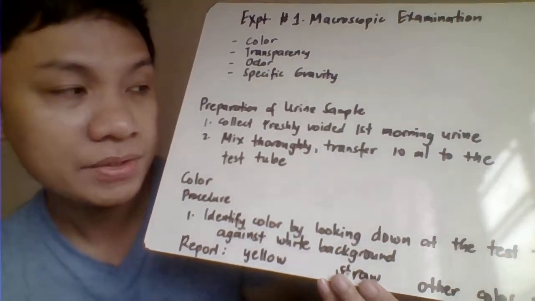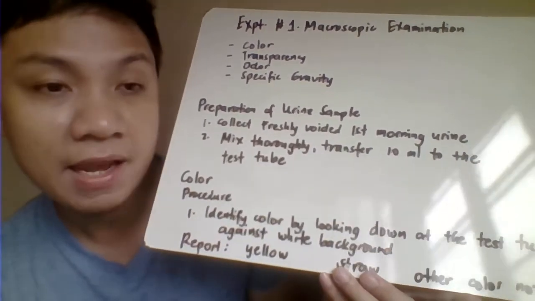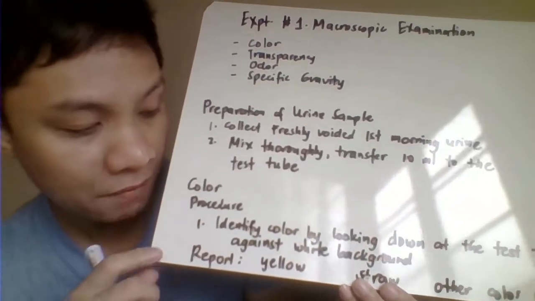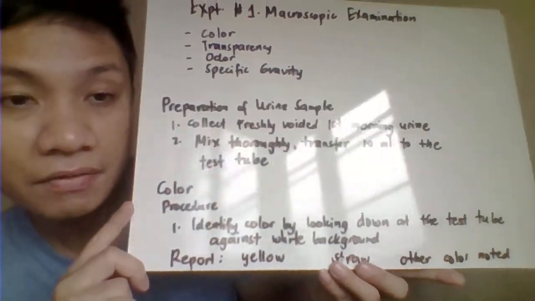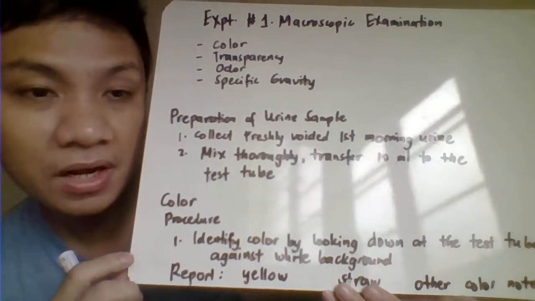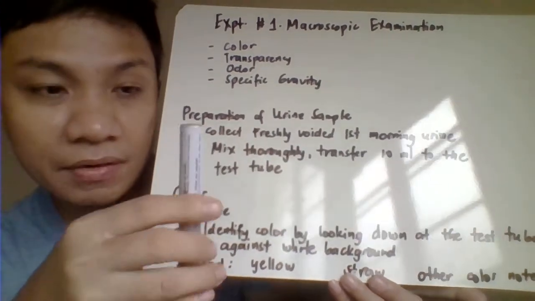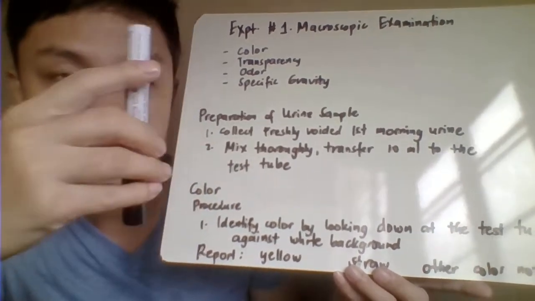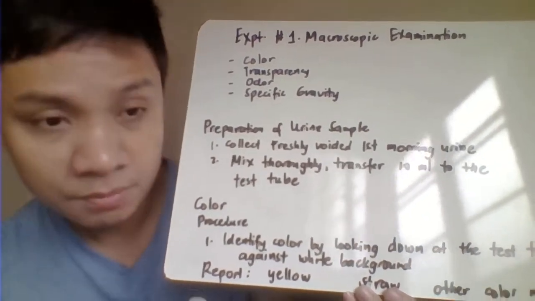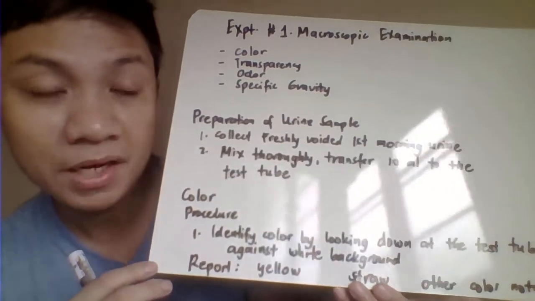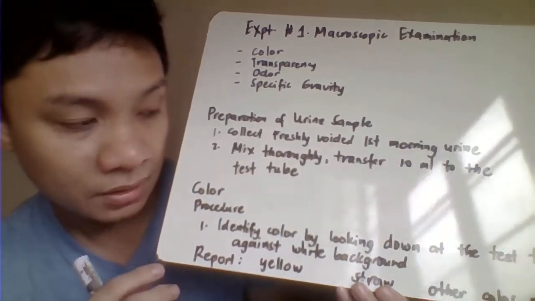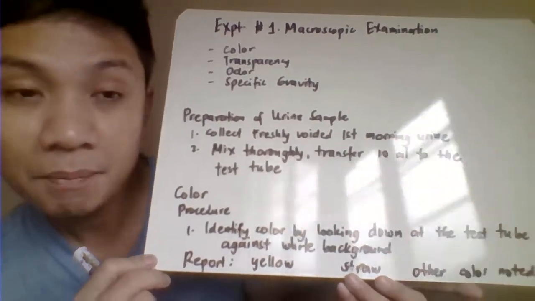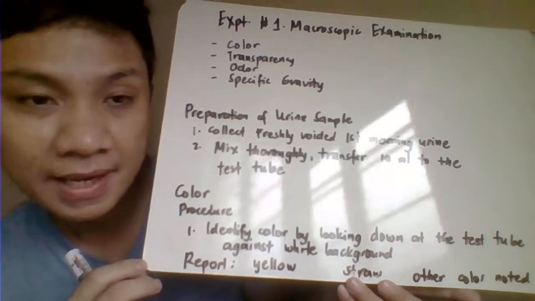After that, transfer approximately 10 ml of the urine sample into your test tube. Then first, you need to take note of the color of the urine. To observe the color, you look down into your test tube. It is not at your eye level; rather, you look down into your test tube and observe the color of the urine. Each laboratory actually has its own way of reporting the color, so it should be standardized.